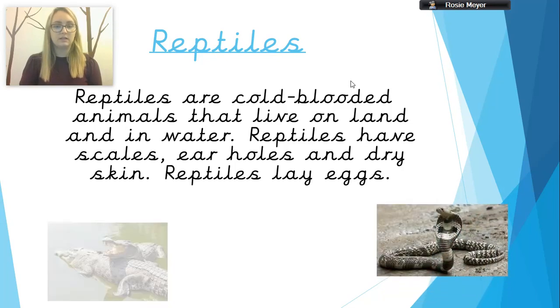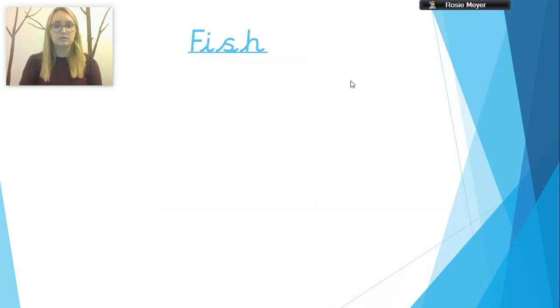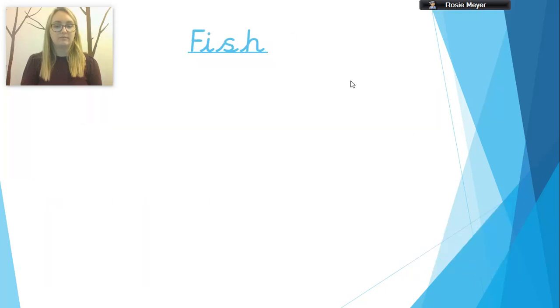So we've got a snake, a crocodile, a tortoise, and those are our different types of reptiles. Okay, so they all have those same things. They have ear holes on the sides of their heads, and they have that scaly skin that's dry. Then we've got fish.